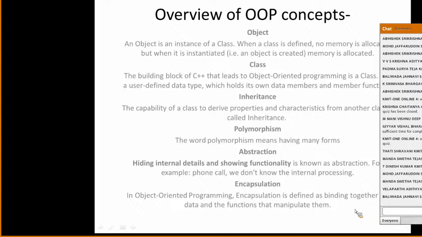That can be done using the concept of an object. An object is an instance of a class, which is a real world entity that is existing. Until you create an object for a class, memory is not allocated. So when a class is defined, no memory is allocated. But when a class is instantiated, that is, when we create an object for that particular class, then only the memory is allocated. To make it simple, an object is an instance of a class, something that is existing.